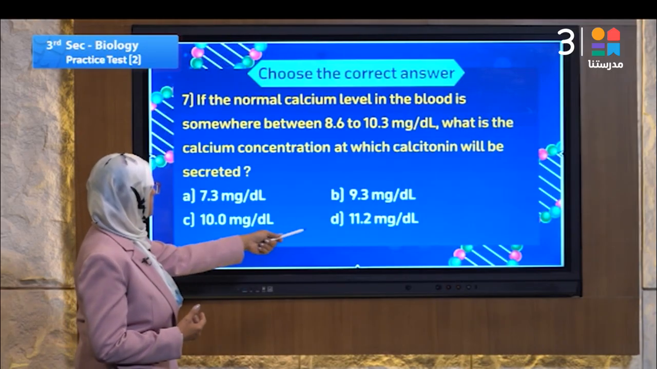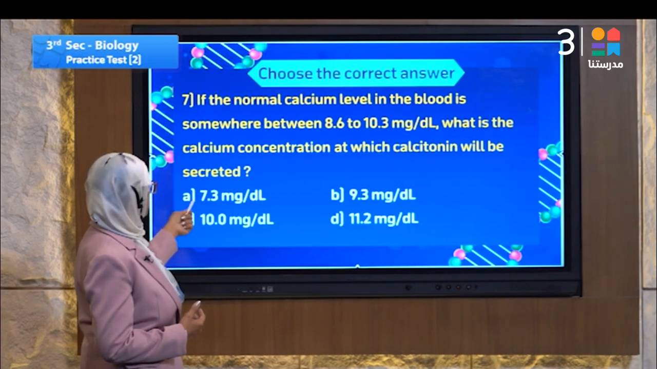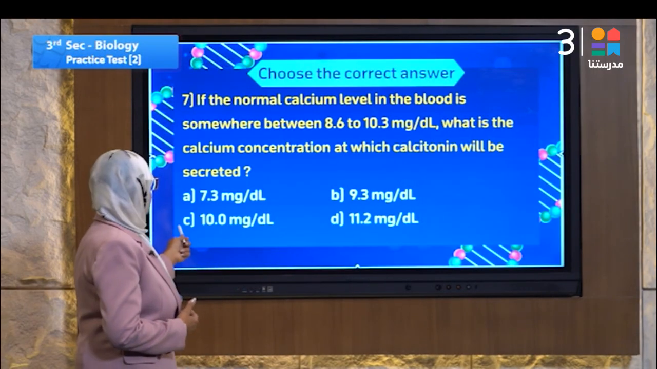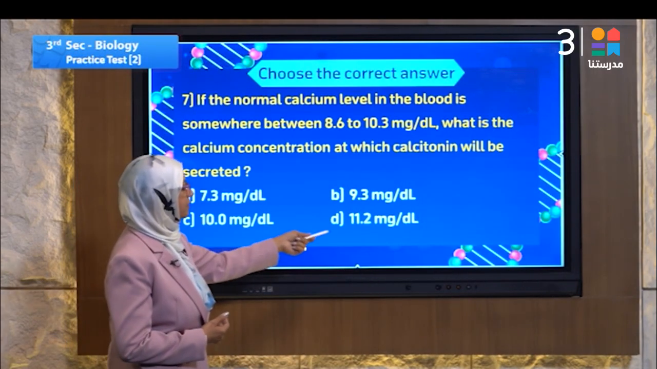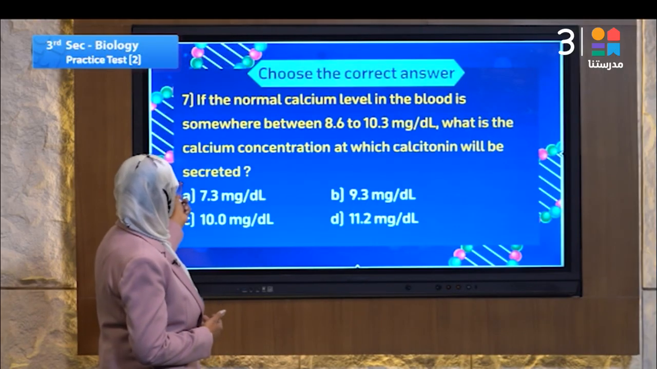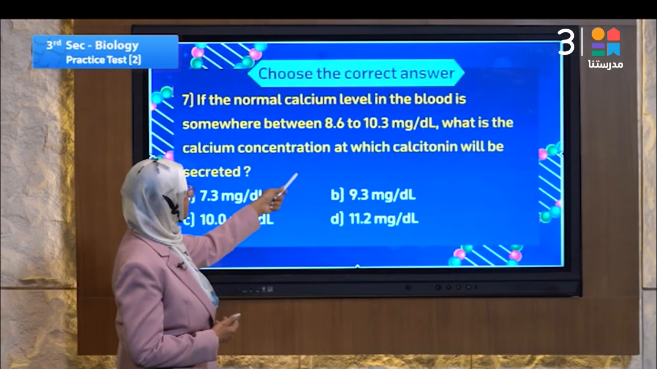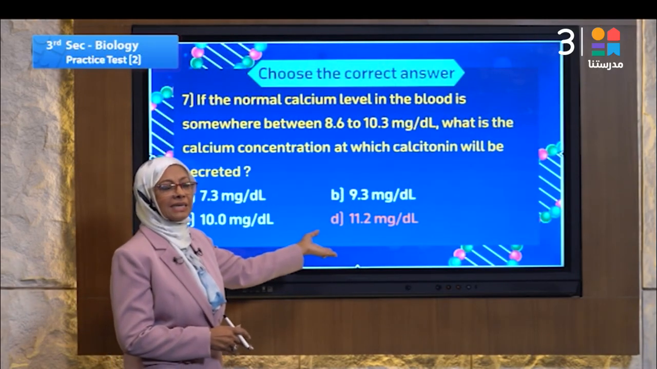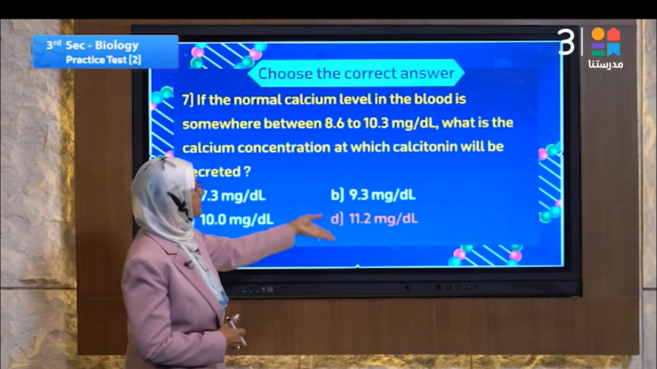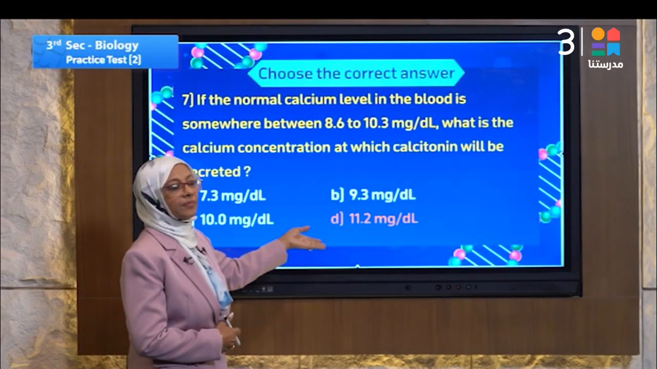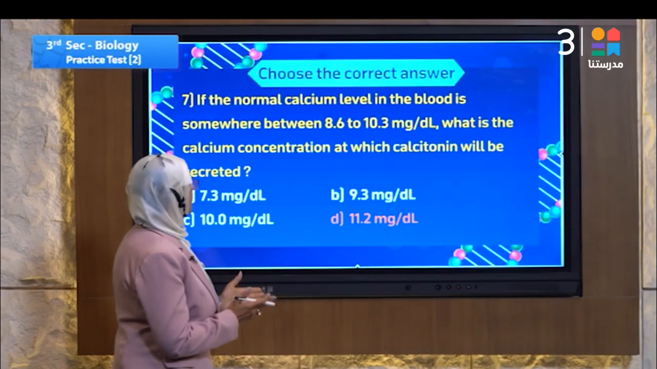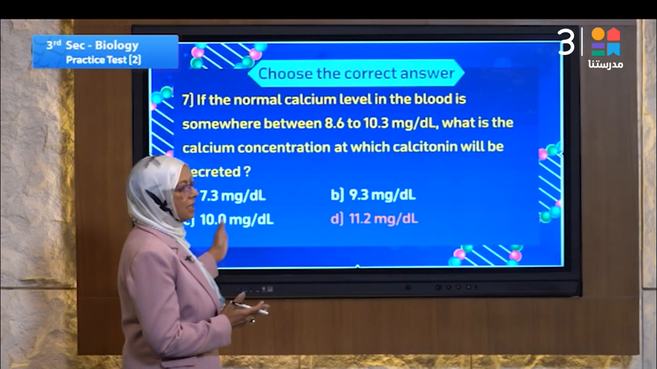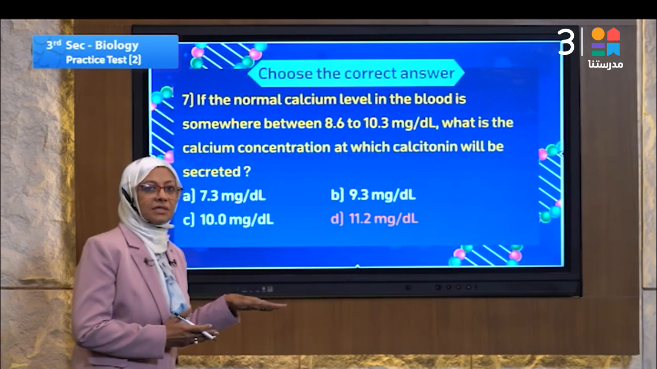There are many choices. The first one is low, 7.3 milligrams, and the others are 9.3 milligrams, 10 milligrams, and 11.2 milligrams. Is calcitonin secreted when the calcium level is low or high? It must be high. Calcitonin is secreted when the calcium level in the blood is much higher than normal. So the answer must be D, 11.2, because all the other answers are low levels, not for calcitonin.